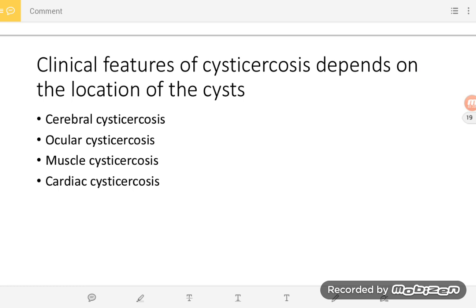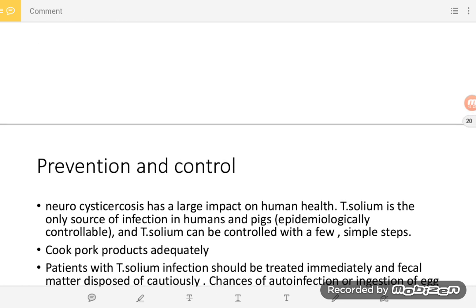Clinical features of cysticercosis depend on the location of the cyst. Where the larval stage is present, the clinical features also vary. If it affects the nervous system, it is cerebral cysticercosis or neurocysticercosis. If it affects the eye, ocular cysticercosis. If it affects the muscles, muscle cysticercosis. If it is present in heart tissues, cardiac cysticercosis.